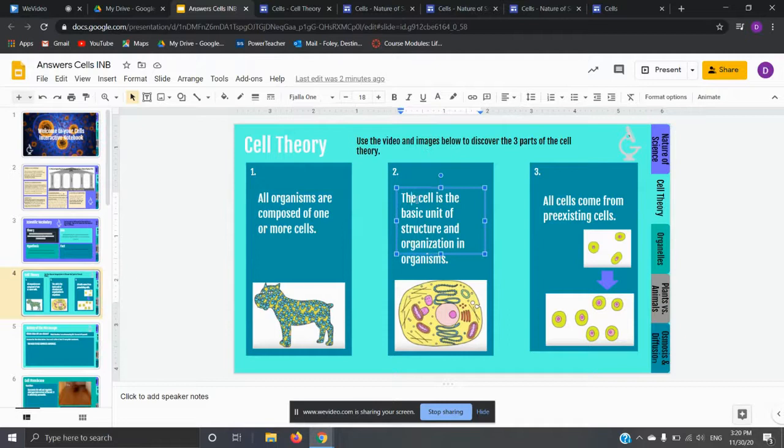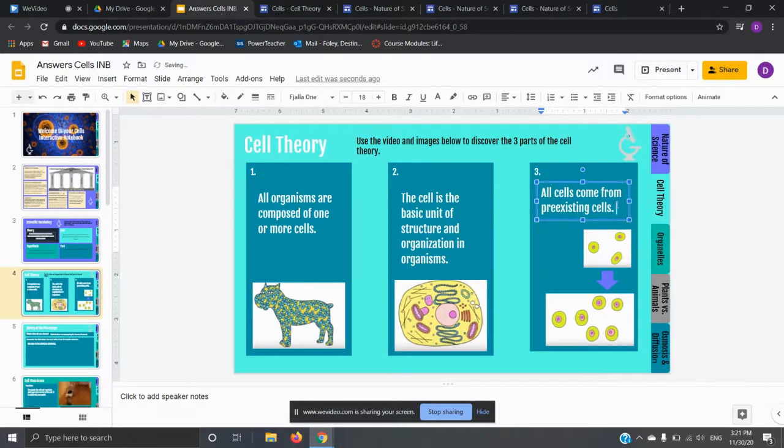Next thing, the cell is the basic unit of structure and organization in organisms. So the cell is the basic unit. It is the smallest unit of life. And the third part is all cells come from pre-existing cells. So in order to get cells, they must divide and they come from other cells. And they must do this process by themselves as well.